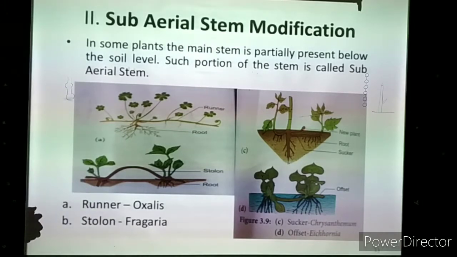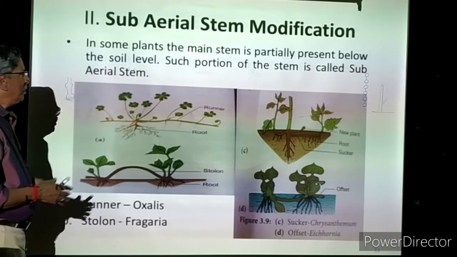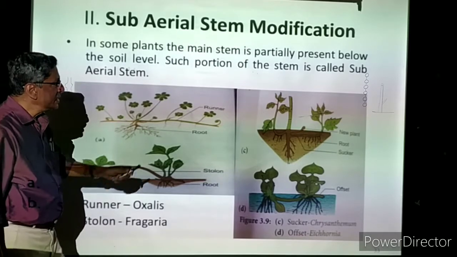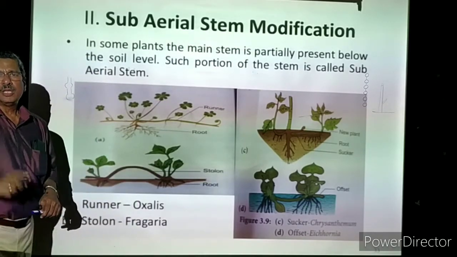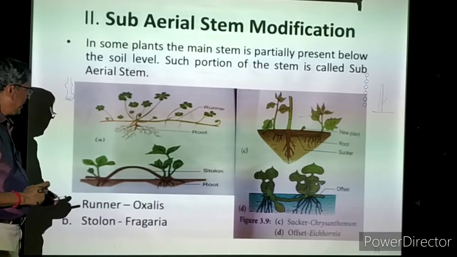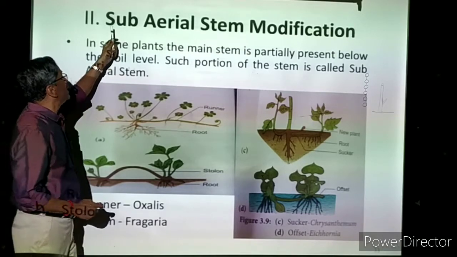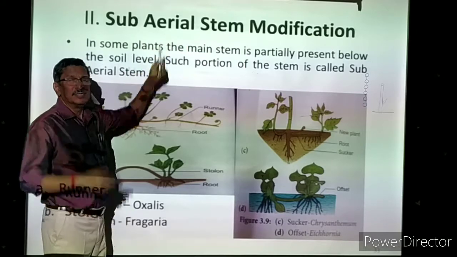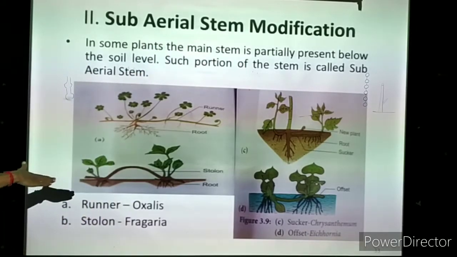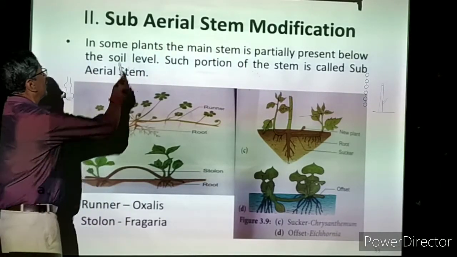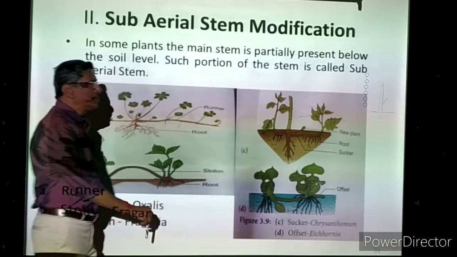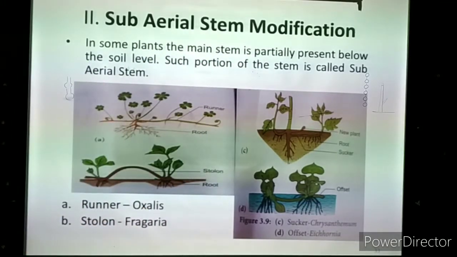In some plants, the majority of the stem will be above the soil, but one small portion of the stem will be buried inside the soil. The portion of the stem which is buried inside the soil we can call subaerial. Sub means below, below the air. That means they are not present in the air, but in the soil. That is called a subaerial stem. They are modified to do some special functions. What are they? We have to see.